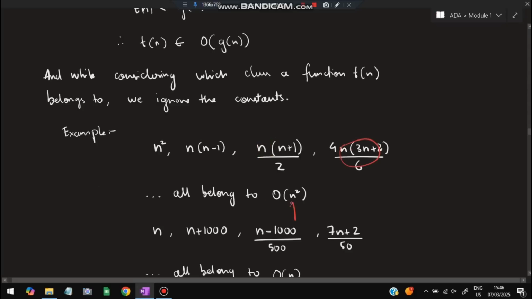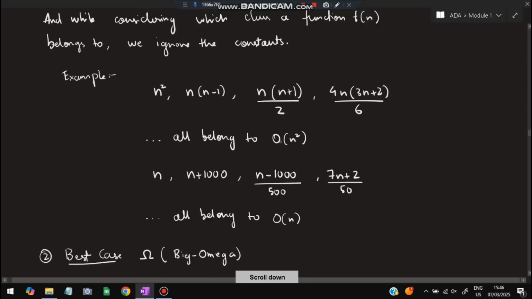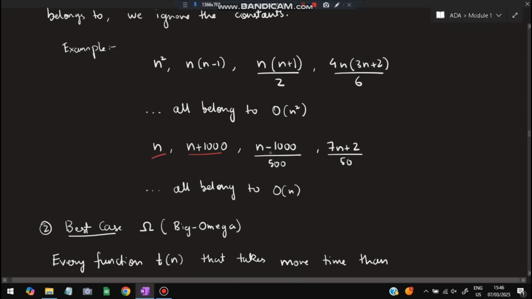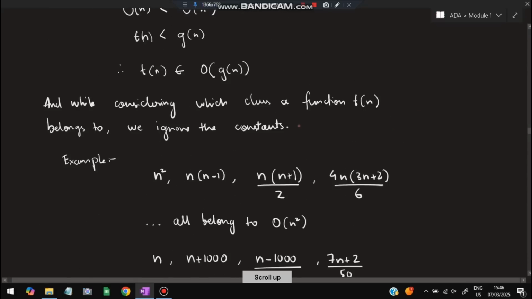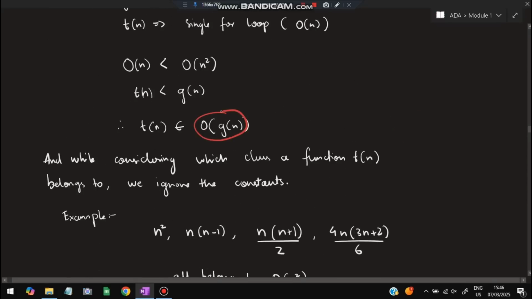All belong to the time class of n square. If it is n, or n plus 1000, or n minus 1000 divided by 500, or 7 into n, whatever you do, n is here, there is no n square, the maximum one is n. So in big O, what we are trying to do is find out the maximum worst case scenario we can reach, and that one we are assigning. This is the maximum worst case scenario I can reach, so I will not cross this one, I'm sure of that. So this will come under this one. It will never cross this one, so it can be taken into consideration under this one.